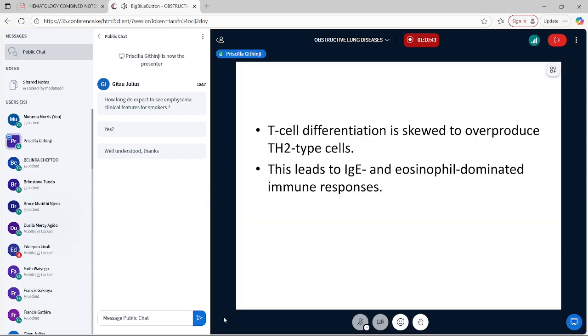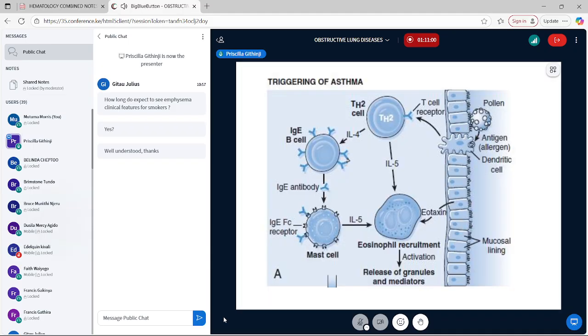And in atopic asthma, your T cell differentiation is usually skewed to overproduce your T helper 2 cells, and this leads to an IgE and eosinophil dominated immune response. Please go back and read your type 1 hypersensitivity reaction. So in atopic asthma, of course, you have exposure to your pollen or whatever your trigger is.